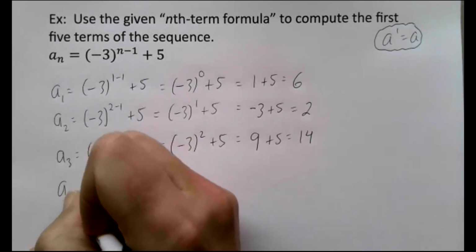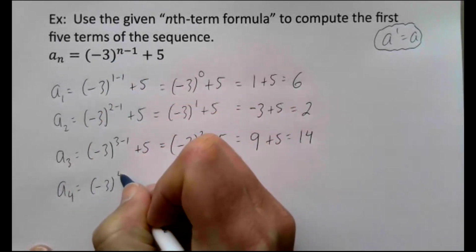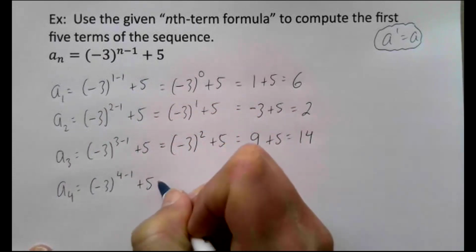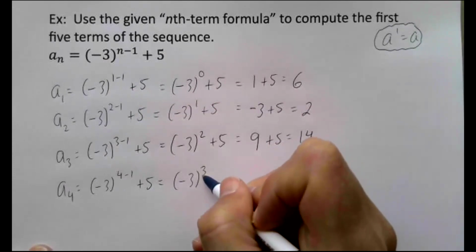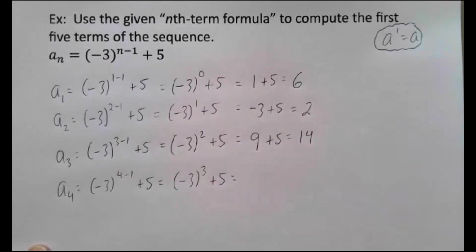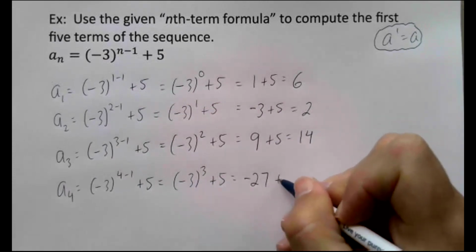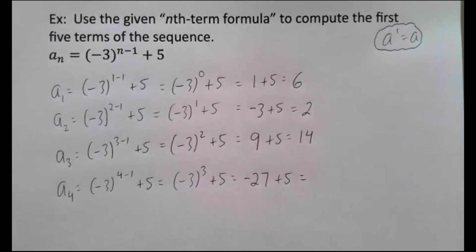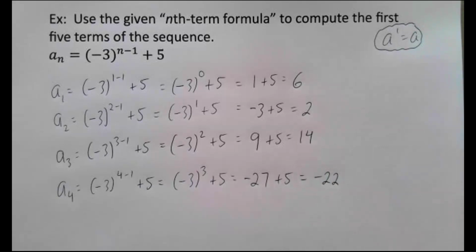Let's find the fourth term of the sequence. To find the fourth term of the sequence, I'm going to put a 4 right there. 4 minus 1, of course, is 3. What's negative 3 to the third power? It means negative 3 times negative 3 times negative 3. That's going to become a negative 27. Negative times negative times negative ends up negative. And negative 27 plus 5 is negative 22.